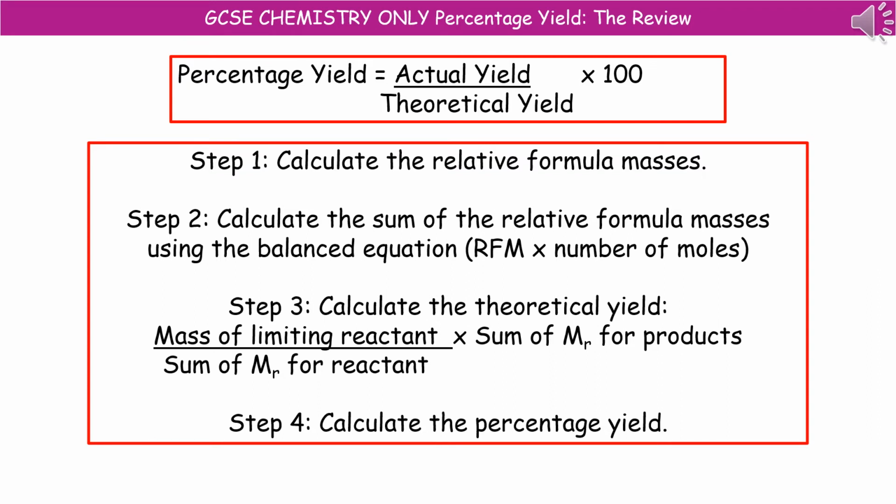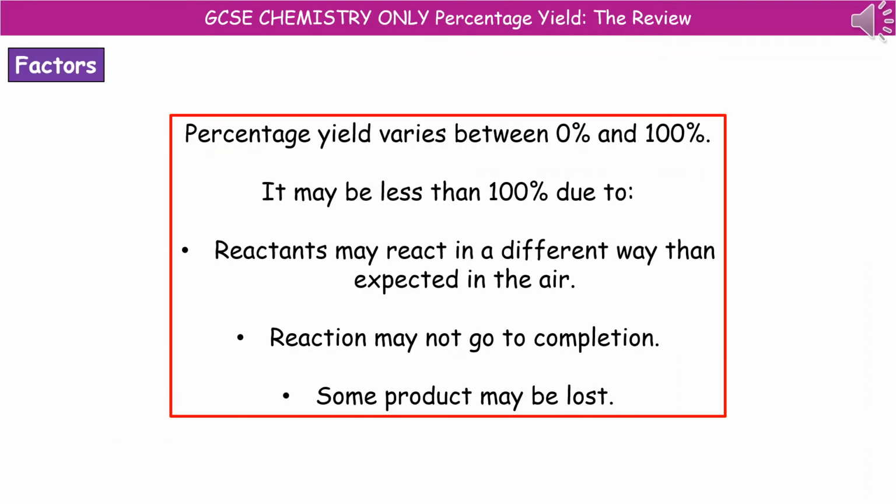And then we can calculate the percentage yield using our theoretical yield and the actual yield given in the question. A quick check you can do on your exam to make sure you've got the percentage yield right is make sure it's somewhere between 0 and 100%. If it's not between 0 and 100, you've gone wrong. Flip the numbers round is most likely where you've gone wrong.